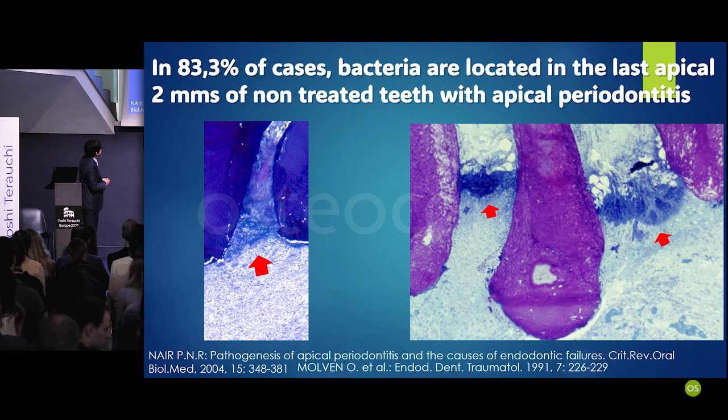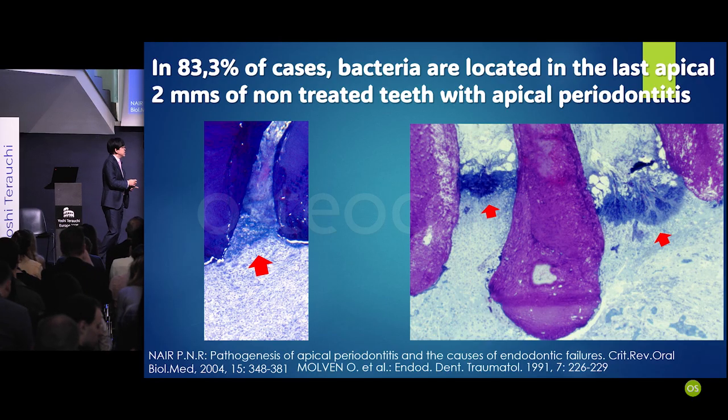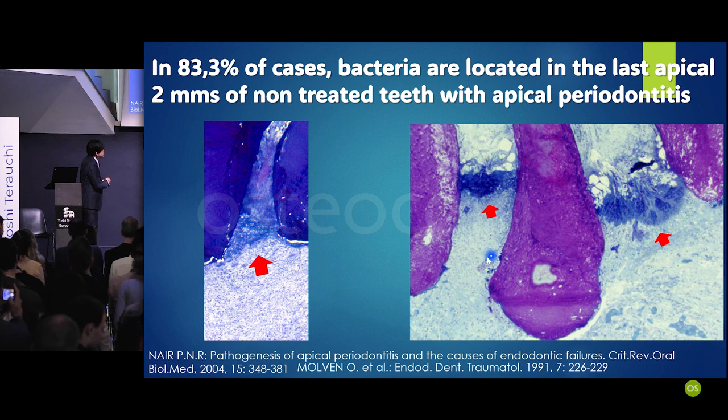Nair showed in 83% of cases, bacteria located in the last apical 2 millimeters of non-treated teeth with apical periodontitis. So whenever you see a preoperative lesion, you have higher chances of bacteria living in the apical 2 millimeters, here and here. So if you don't remove the bacteria from this area, there's no healing.